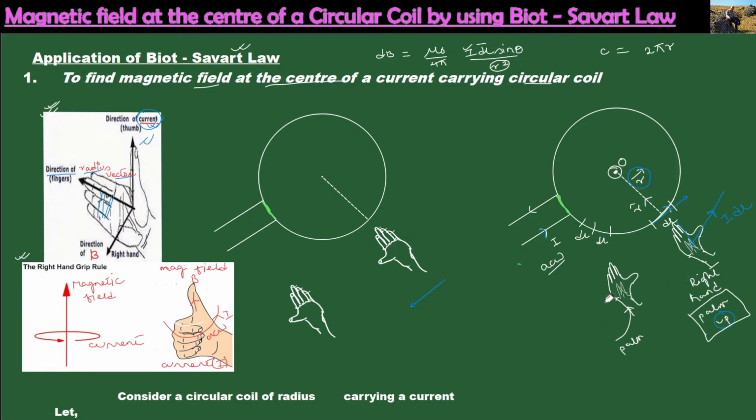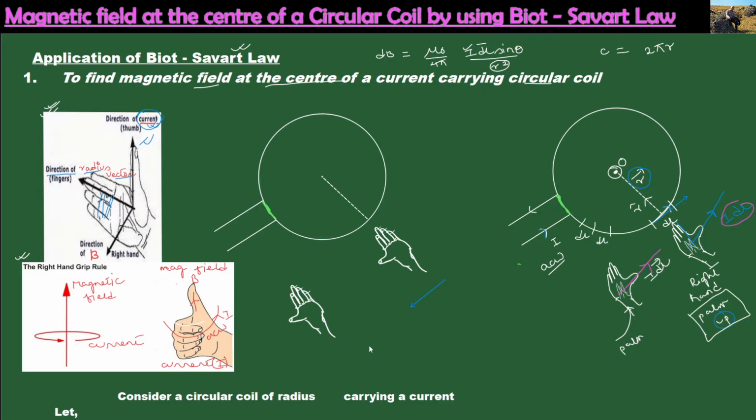Now again, let me just revise. You place your current vector. This thumb will indicate the direction of your IDL vector, which is your current element vector. First place your thumb in the direction of your current element vector. Number two, the outstretched fingers in the direction of r.